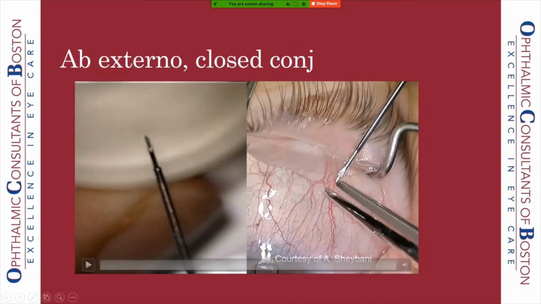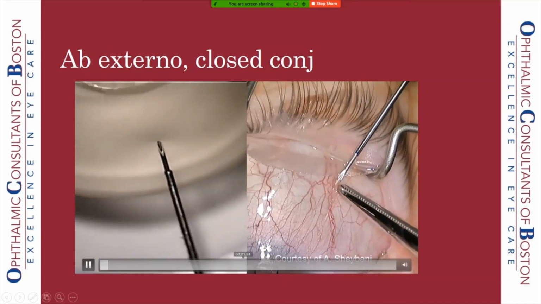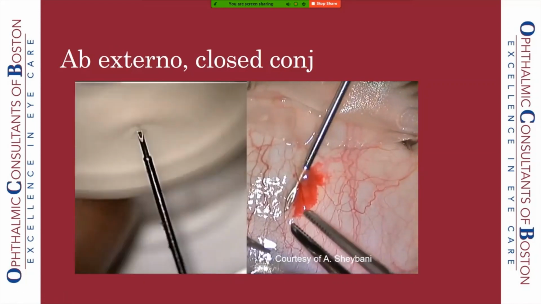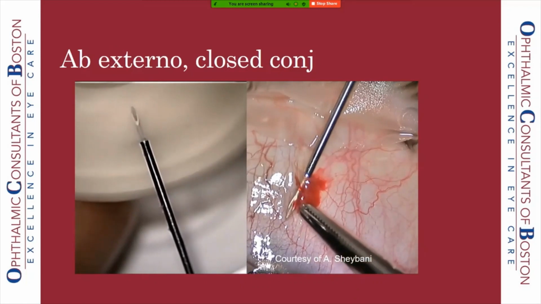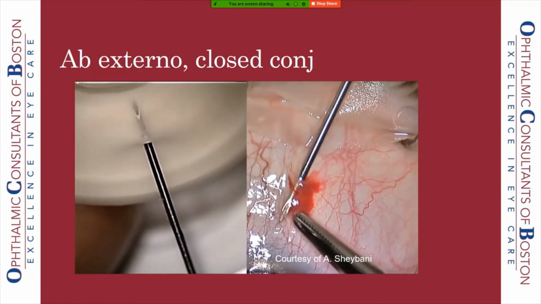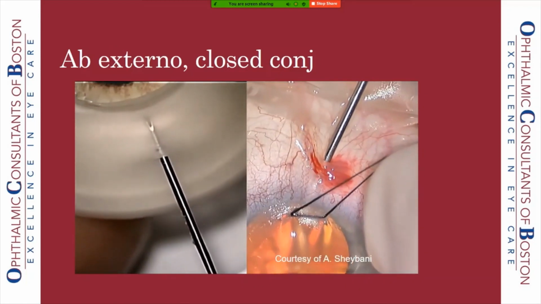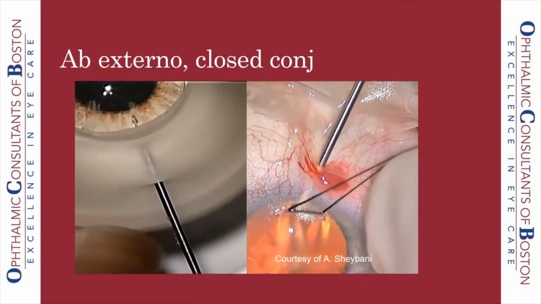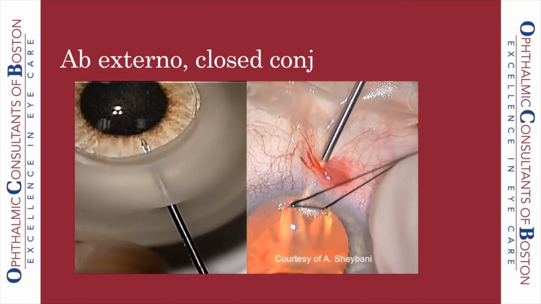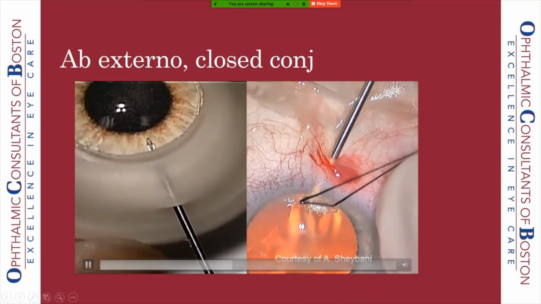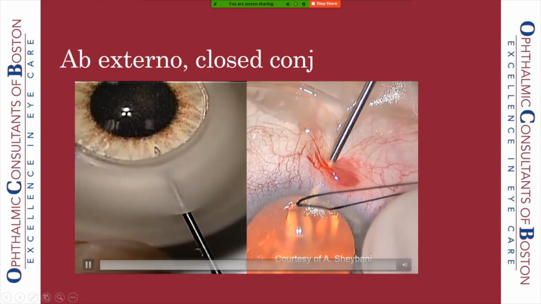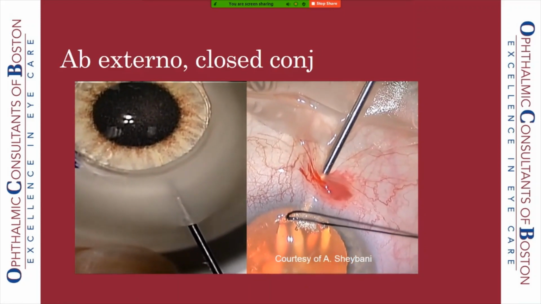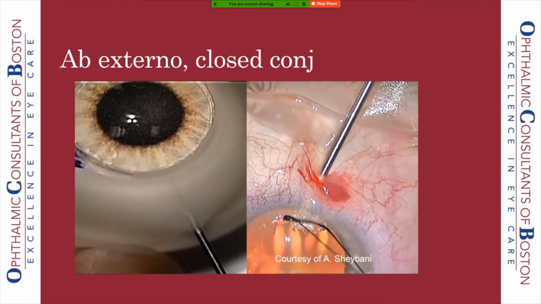There's an ab externo closed conjunctiva technique where you would start maybe 7 millimeters posterior to the limbus and advance in the subconjunctival space. And at about 2 millimeters posterior to the limbus, you dive into the sclera and advance the tip into the anterior chamber. And then, in this case, a corneal traction suture is used for counter traction, which can be very helpful. And then you deploy the stent as you normally would.